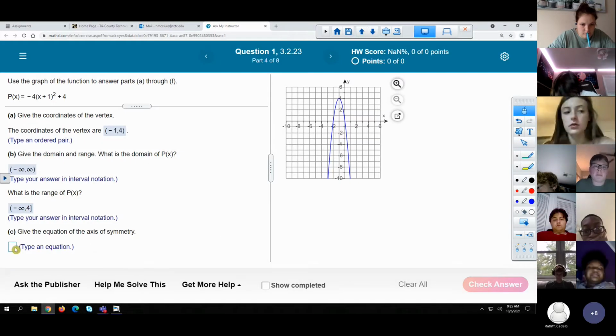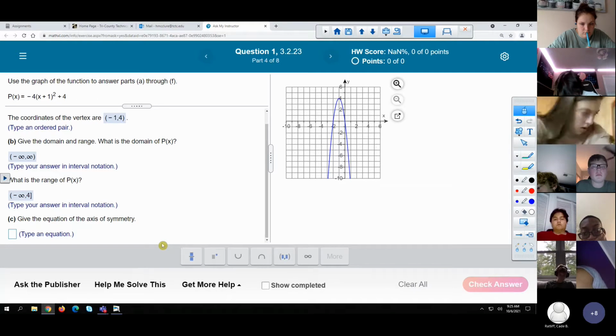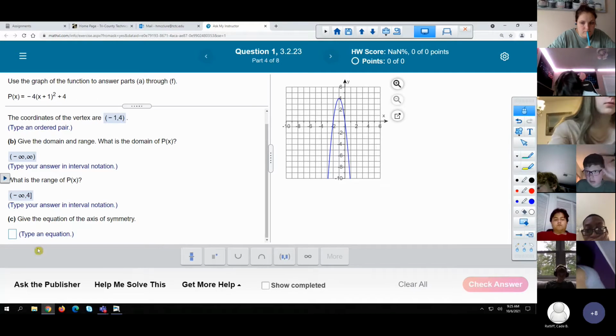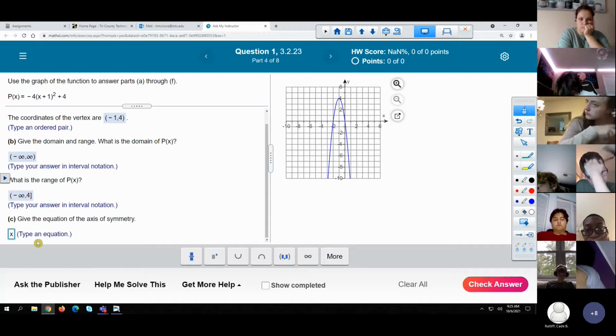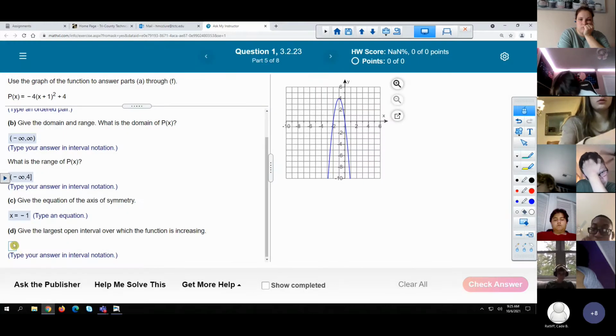Axis of symmetry, we did that too. That's x is equal to -1. I don't know if they want x is equal to -1 or -1, but that's the answer. I'm going to put x is equal to -1. Yeah, that's the way they want it.